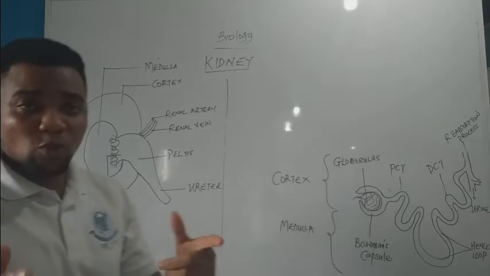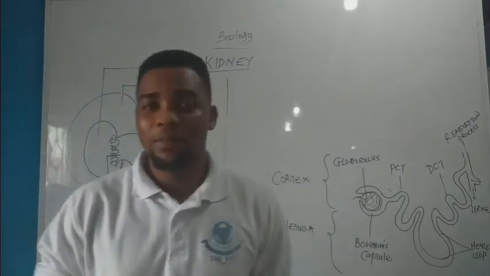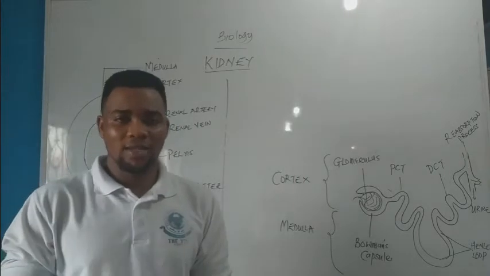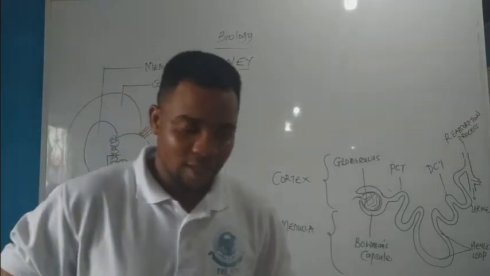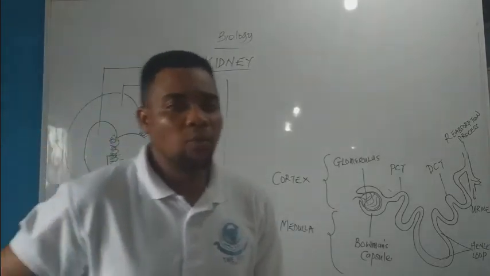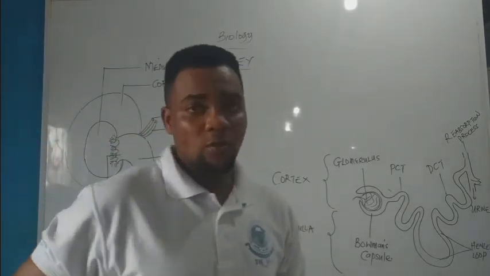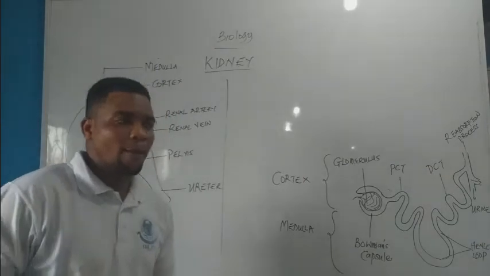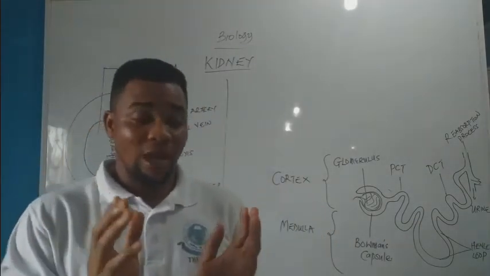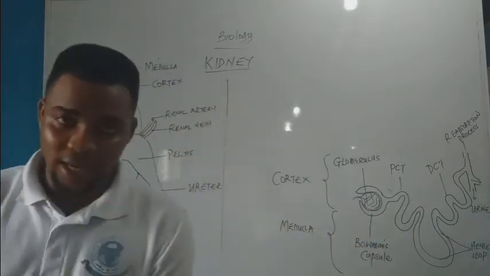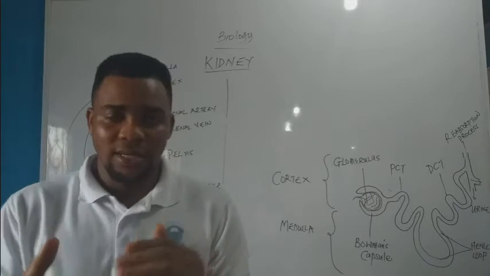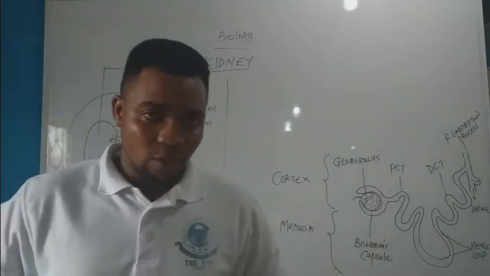The kidney is known as what? The bean-shaped, reddish brown organ found within the body, located at the posterior end of the abdomen. The kidney is of two types: you have the right kidney and the left kidney. The right kidney is slightly lower than the left kidney within the body.